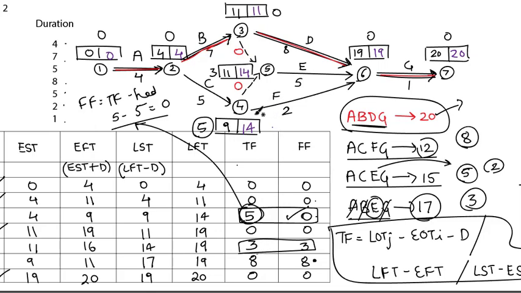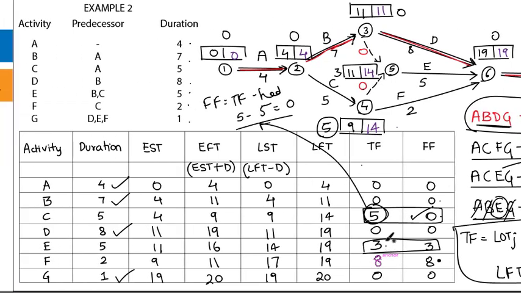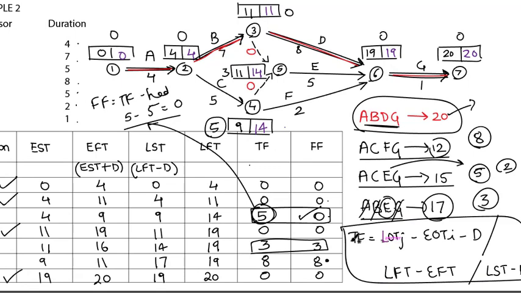E's total float is 3, and free float will be total float minus the head event's slack. So E goes from 5 to 6, where 6's head slack is 0. So total float minus slack 0, that is free float, that is 3. You got it here. So similarly cross check it for F, that will be 8.